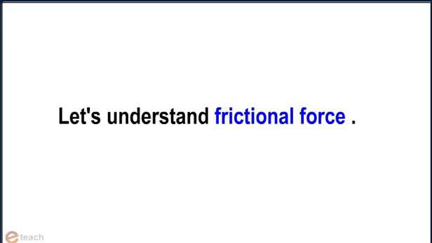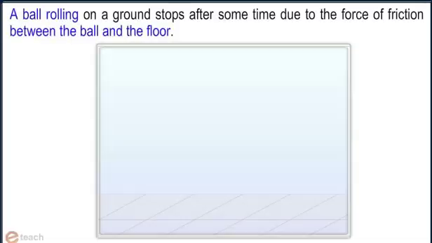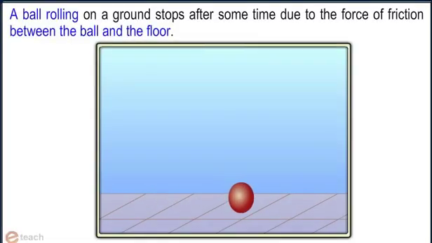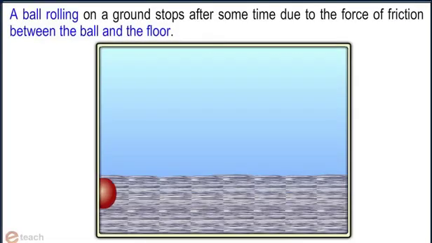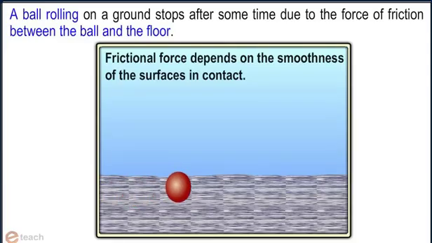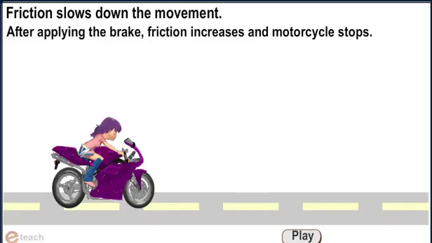Let's understand frictional force. A ball rolling on the ground stops after some time due to frictional force between the ball and the floor. Friction slows down the movement. After applying the brakes, friction increases and the motorcycle stops.